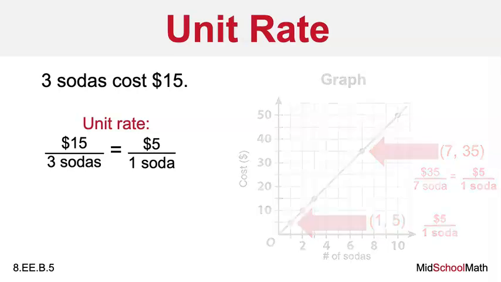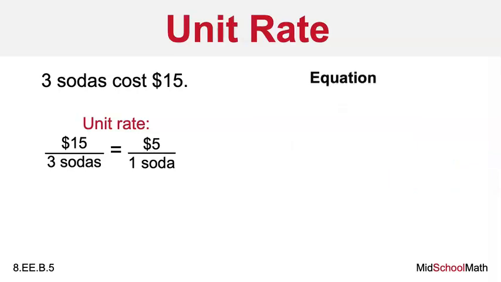Finally, we can find the unit rate in an equation by looking at the coefficient of the independent variable. So in this equation, the unit rate is 5, or 5 over 1, which in this situation means $5 per soda. This also should look familiar from grade 7, when we learned about the constant of proportionality.